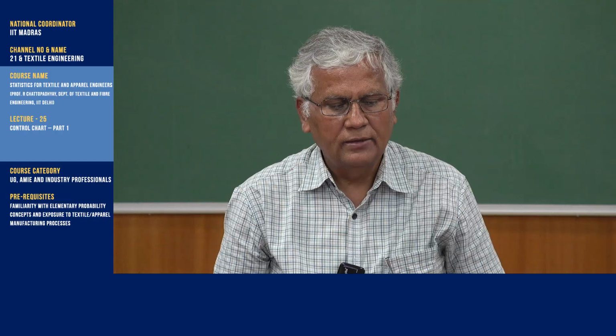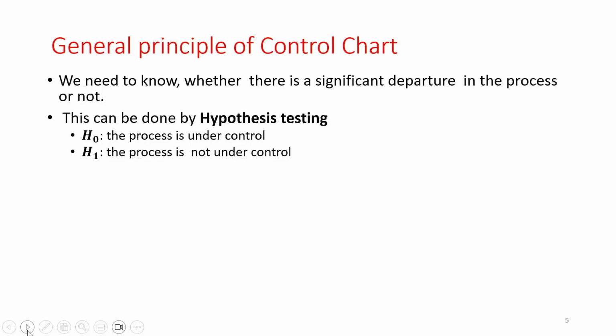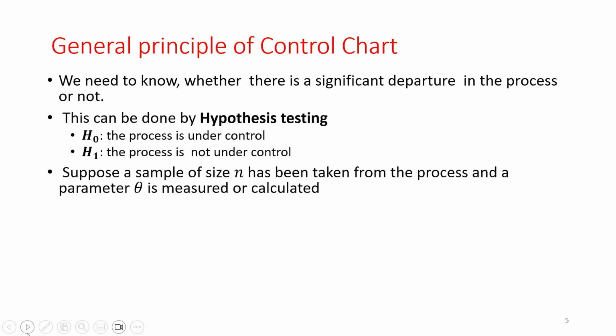So this can be done by hypothesis testing, which we have learned already. The null hypothesis would be the process is under control. The alternative hypothesis will be just the opposite: the process is not under control. So these are very simple statements now. Suppose a sample of size n has been taken from the process, and a parameter theta is measured or calculated.